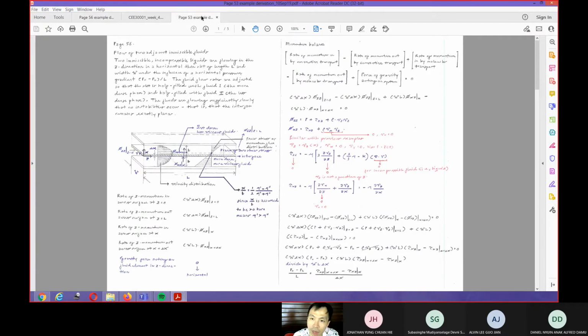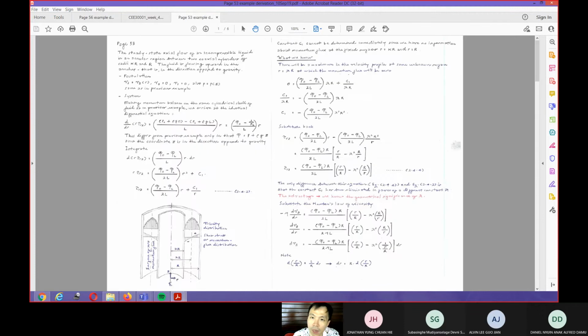So yesterday we discussed the third example for momentum transport, which is the flow of an incompressible liquid in an annulus. We have shown you the differences with the flow through a circular tube.